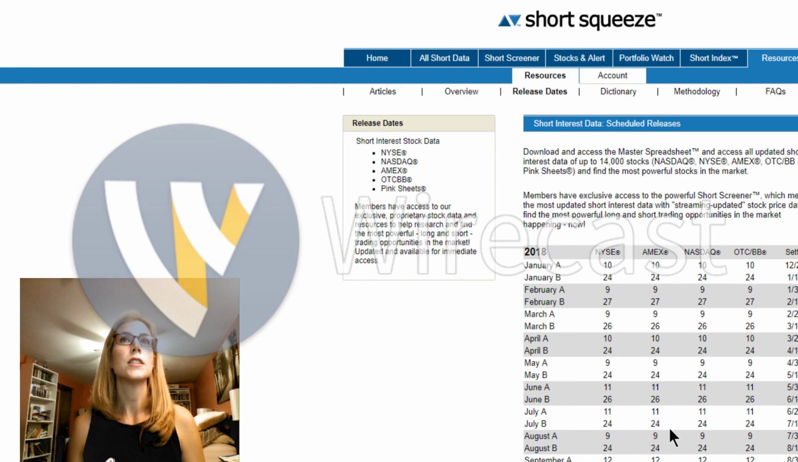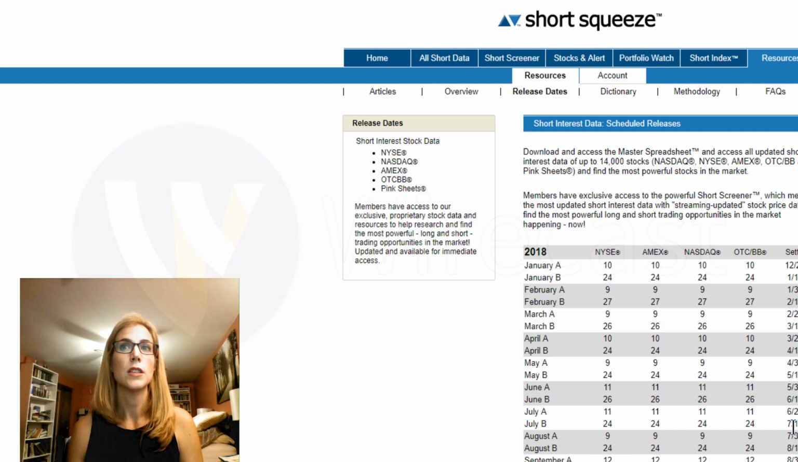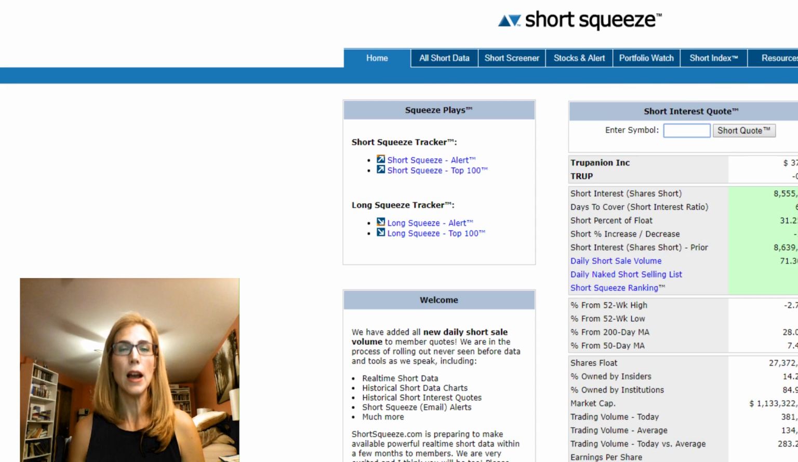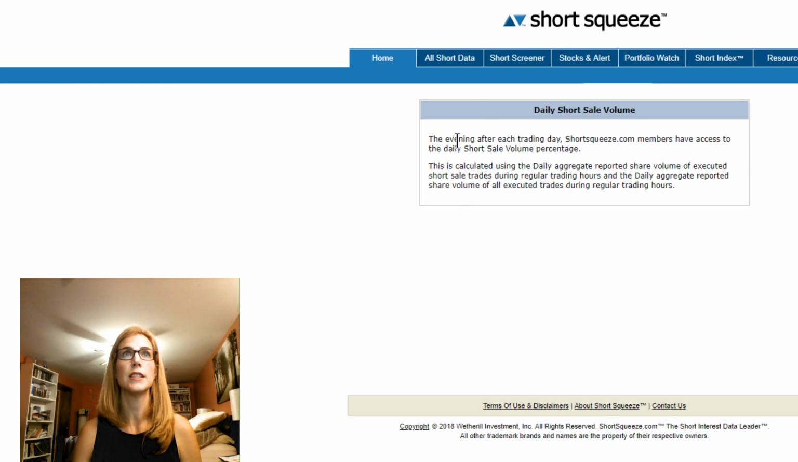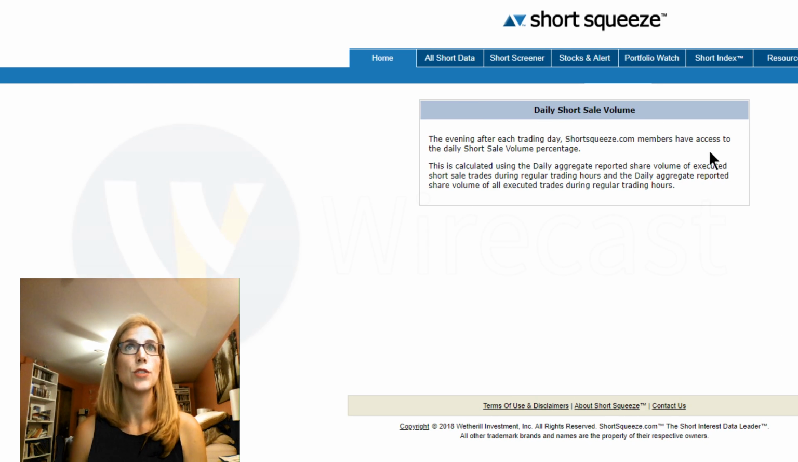So for example, August 9th, you're going to get the information about the stocks that they'd reported on July 31st. So it's 2 weeks delayed. I used to really think that was really cool that they had that information, but I now know that that's about 2 weeks delayed. And this will give you the daily short volume. If you click on it here, this is the evening after each trading day.